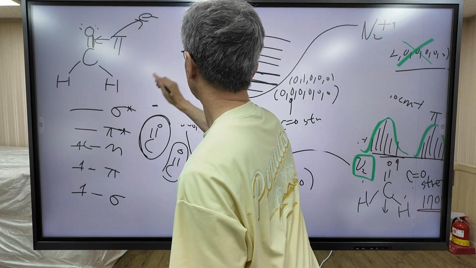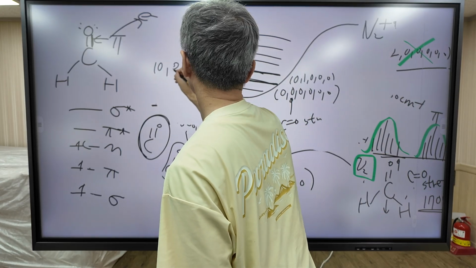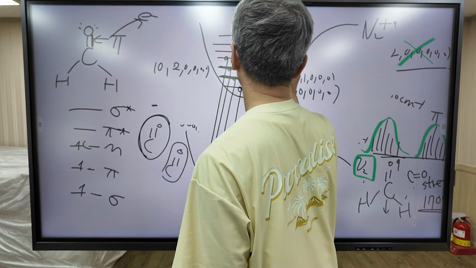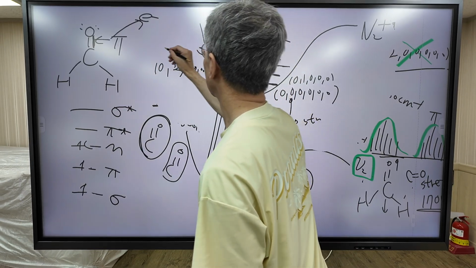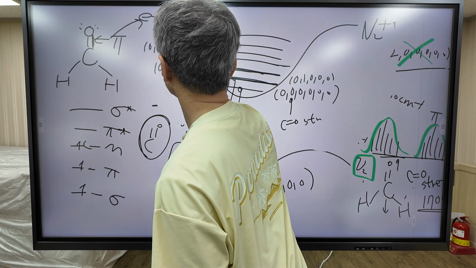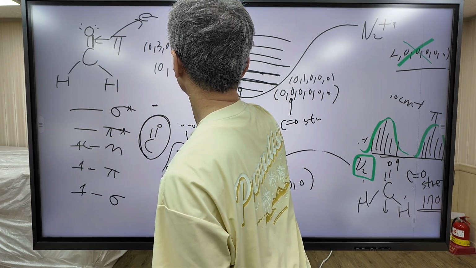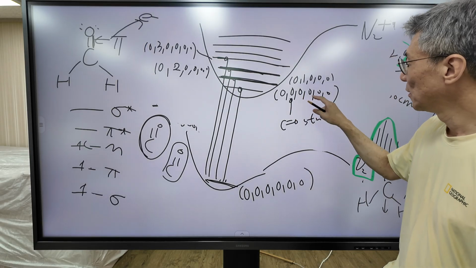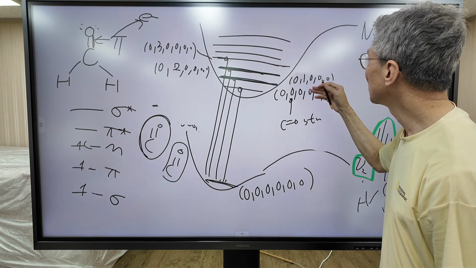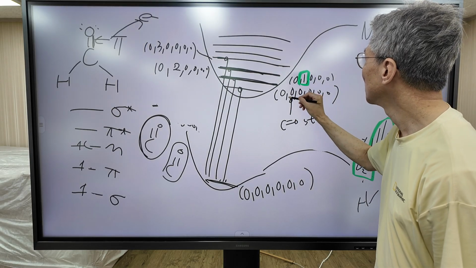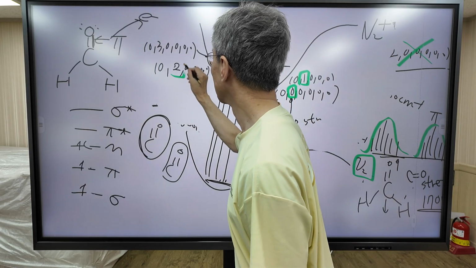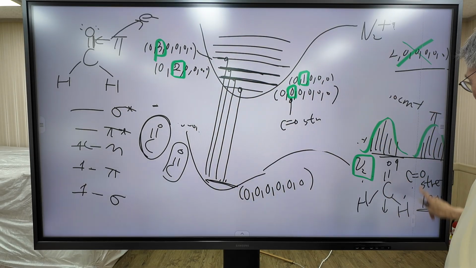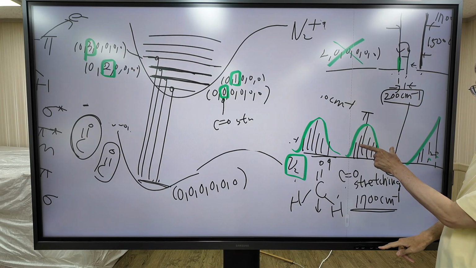Is it 0, 2, 0, 0, 0? What is the quantum number of this state? 0, 3, 0, 0, 0. So of all the quantum numbers, only the second vibrational quantum number changes. Understand? I'm going to explain this band.